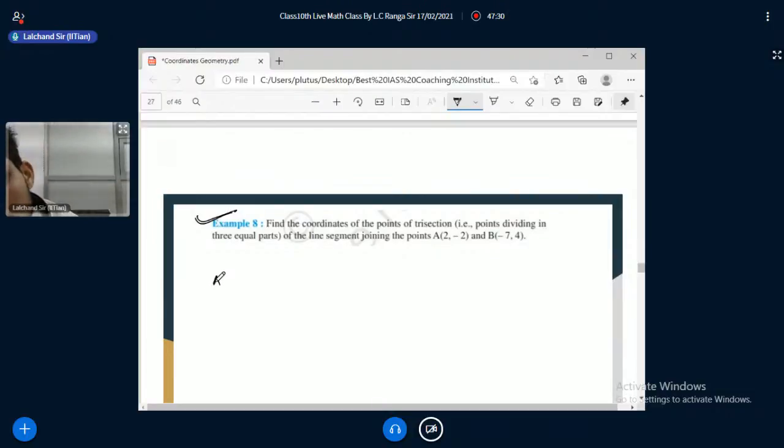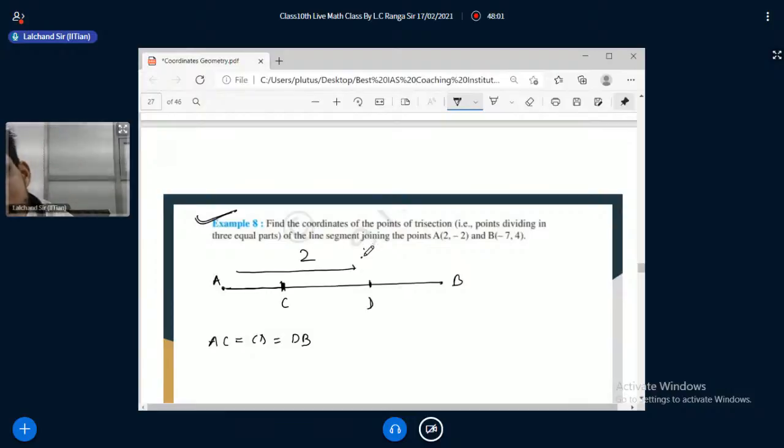Let's suppose we have 2 points, point A and point B. If we divide this line segment into 3 equal parts, first, second, so this is, let's suppose, point C and this is point D. So we can say AC equal to CD equal to DB. So if we count, this is 1, 1, 1. So we can say this ratio is 2 ratio 1 for point D.